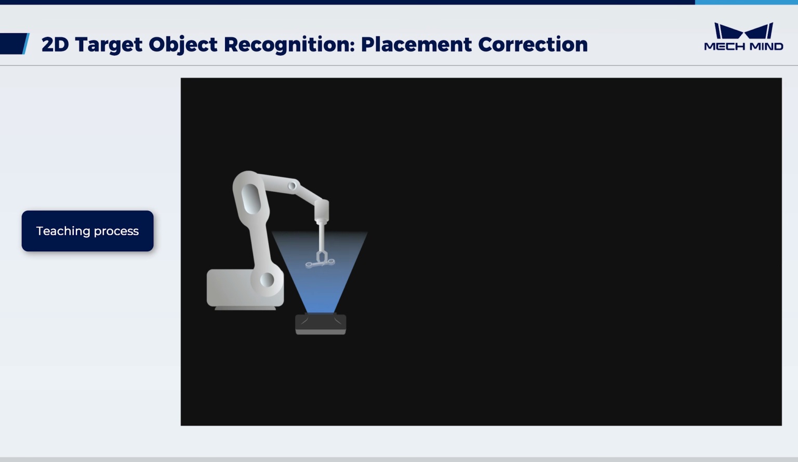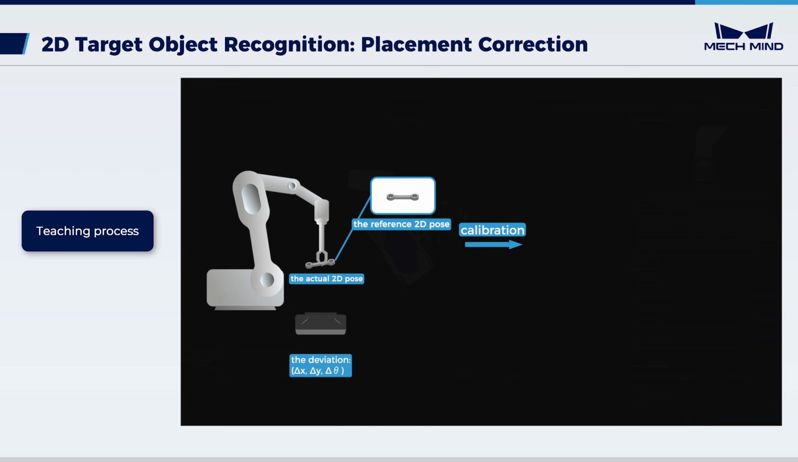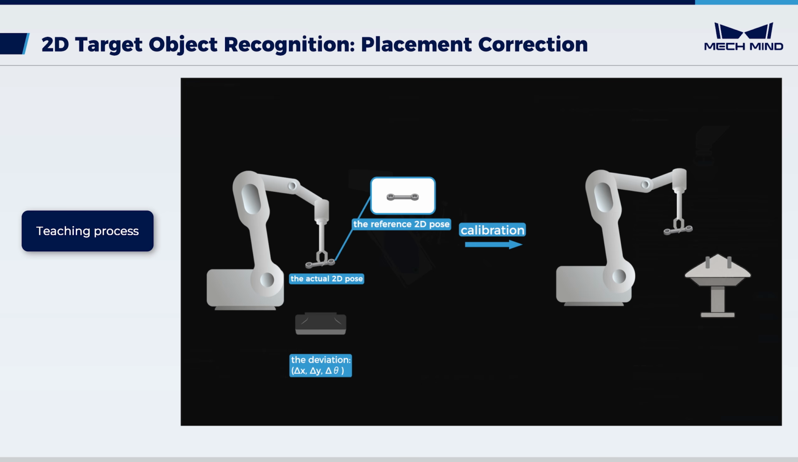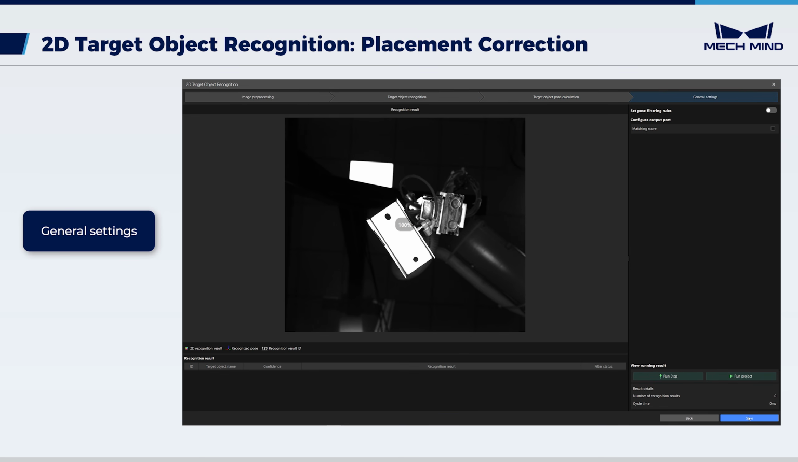During subsequent operation, the system calculates the deviation between the actual 2D pose and the reference 2D pose of the object. This deviation is converted to the robot coordinate system based on the calibration parameters and applied to the placement pose, enabling high-precision assembly. Click Next to proceed to the general settings.